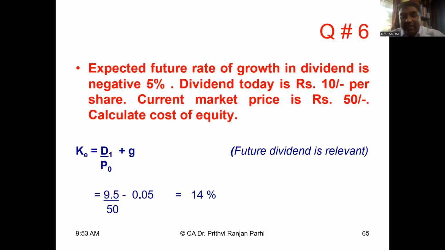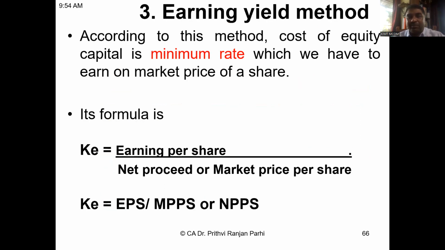The purpose is that it is given that the growth rate is negative. This gives us an idea that current dividend is irrelevant, future dividend is more important. Future dividend is 9.5 and that too with a negative growth rate. So you'll be able to compute cost of equity by using this formula.